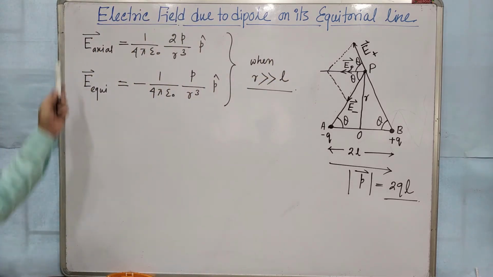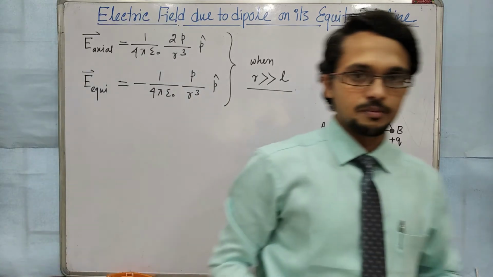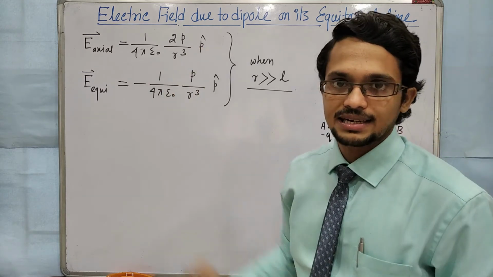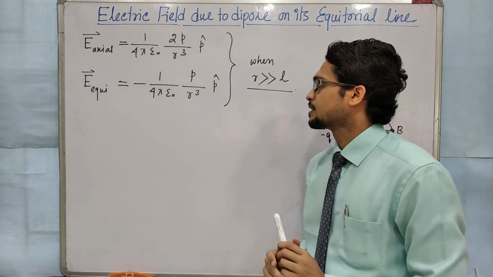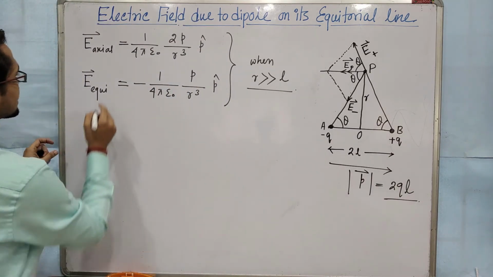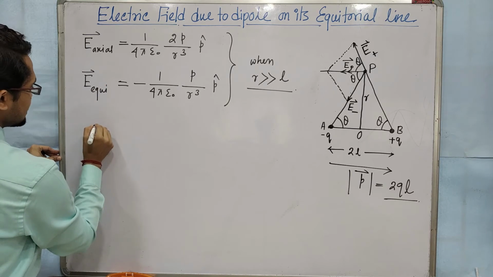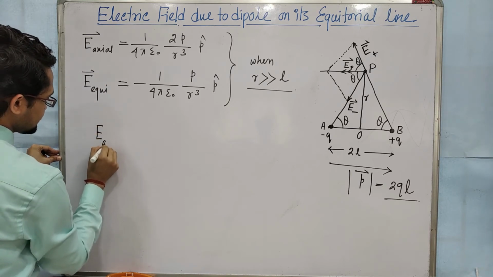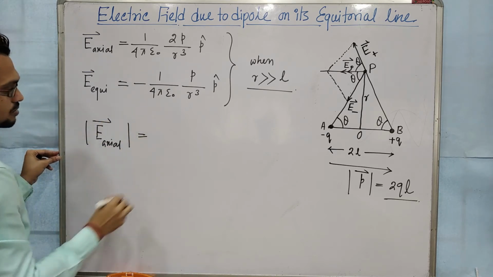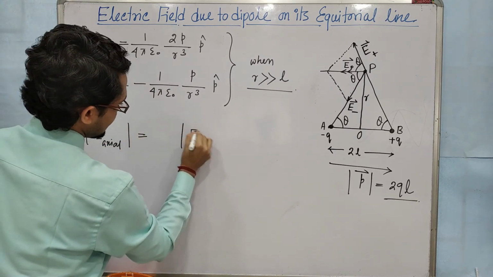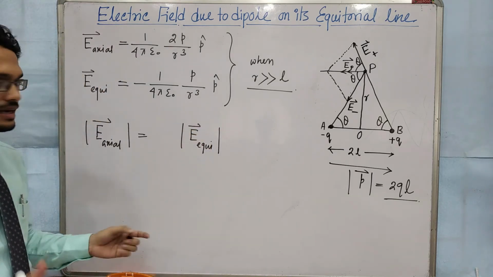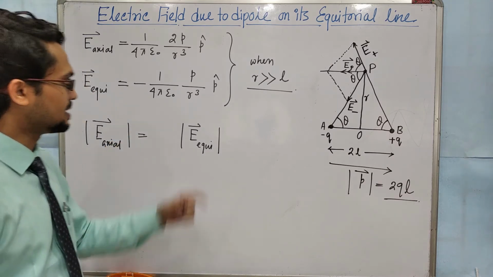Now look at these two formulas properly. What will be the relation between them? Only the relation between their magnitudes. So I am writing here, mod of E axial equal to E equatorial. Now tell me, what will be the relation?